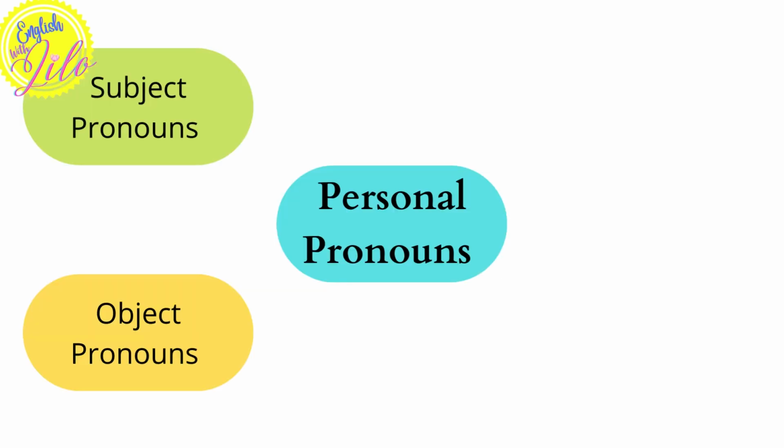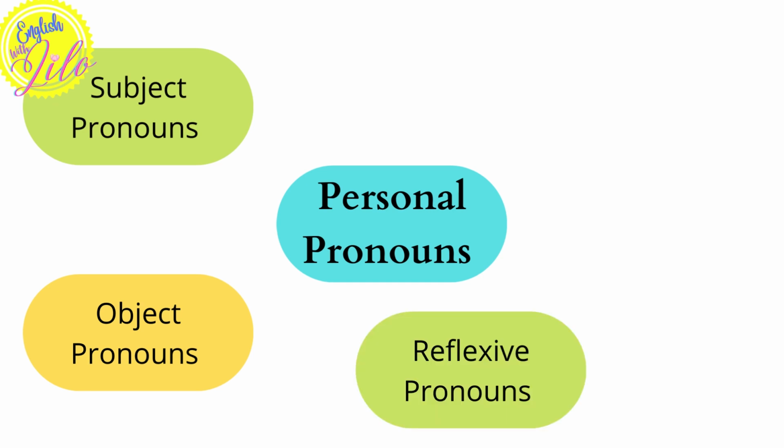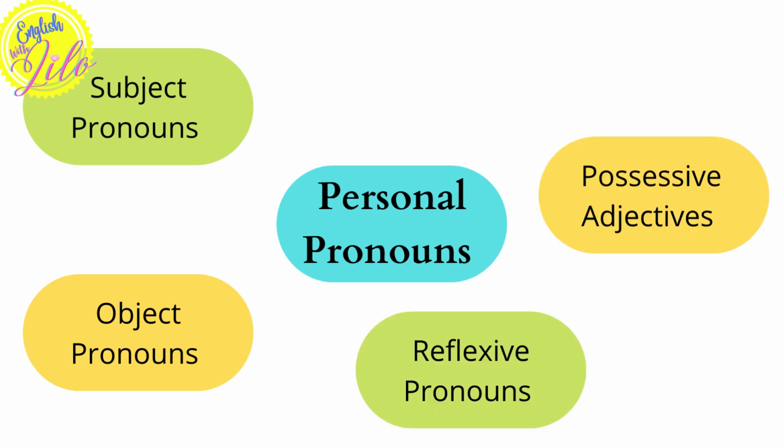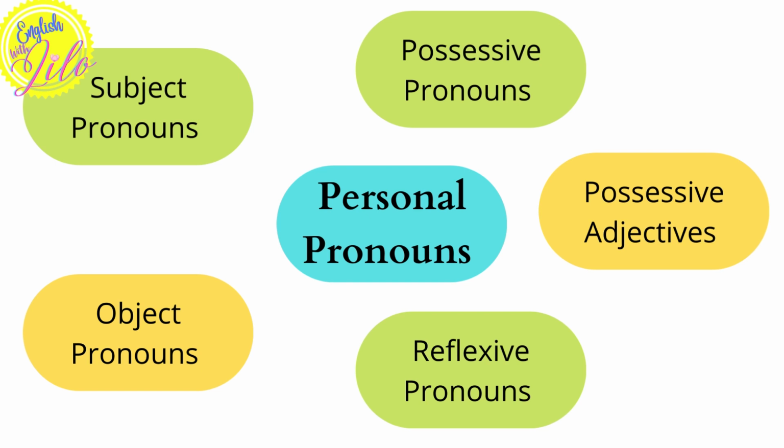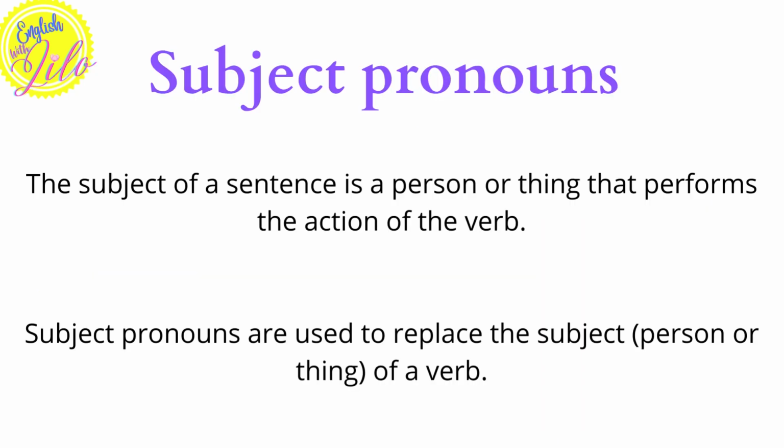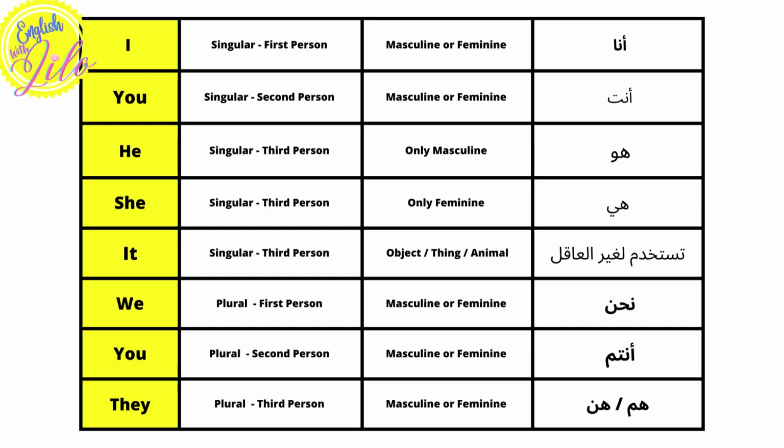Subject pronouns, object pronouns, reflexive pronouns, possessive adjectives, possessive pronouns. Subject pronouns. The subject of a sentence is a person or thing that performs the action of the verb. Subject pronouns are used to replace the subject, person or thing, of a verb. I, you, he, she, it, we, you, they.